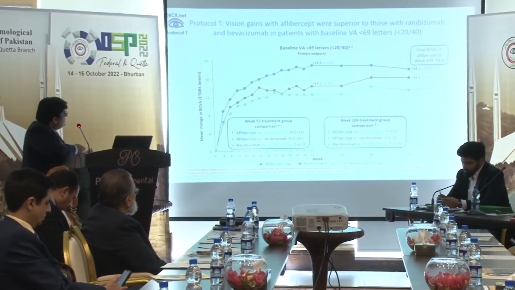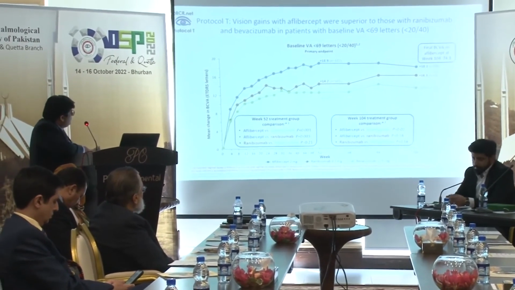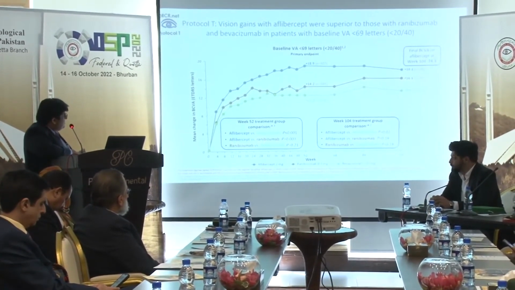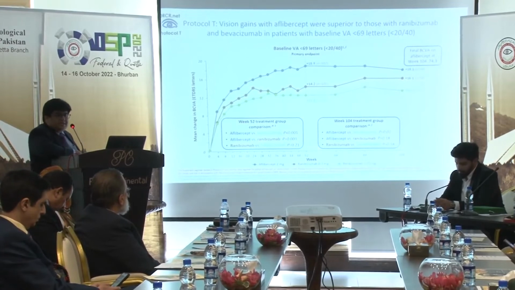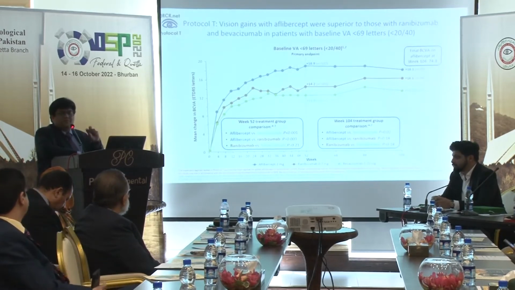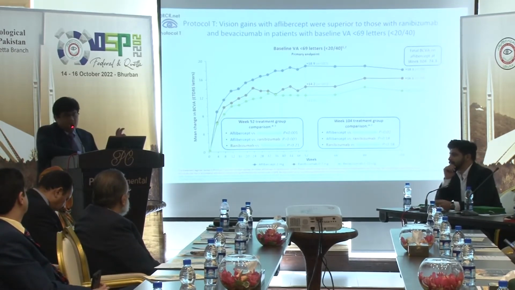You can see here that for Afibercept versus bevacizumab there is statistical significance, but for Afibercept with ranibizumab there isn't any statistical significance. But protocol T has focused on Afibercept and ranibizumab because these both drugs are FDA approved. Bevacizumab is not FDA approved.